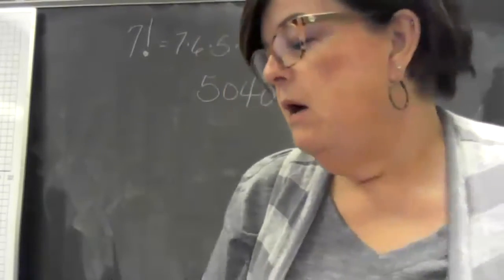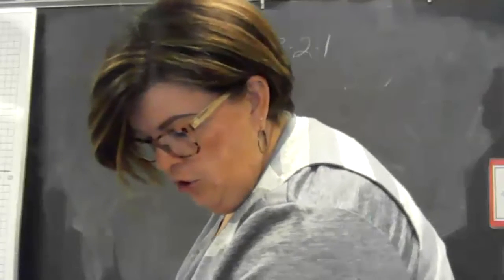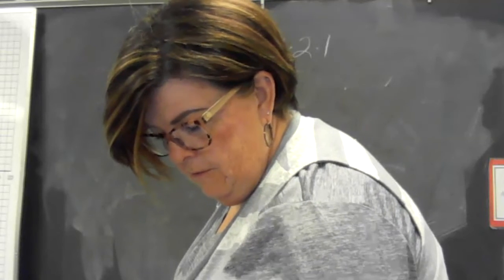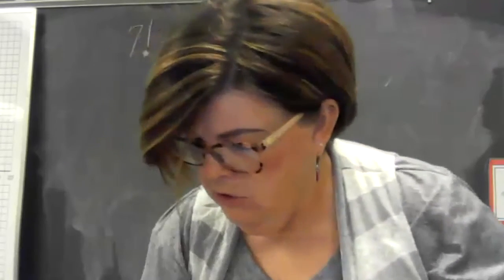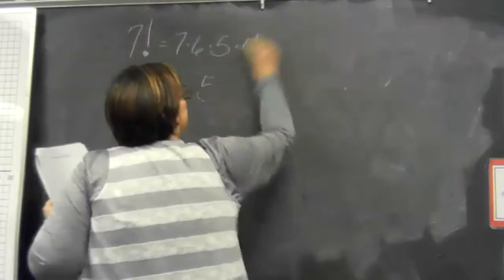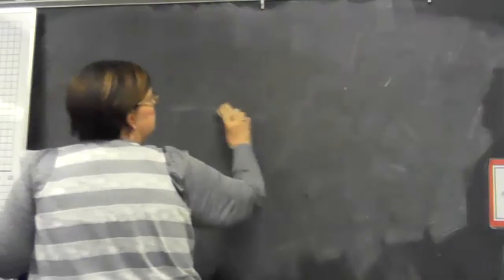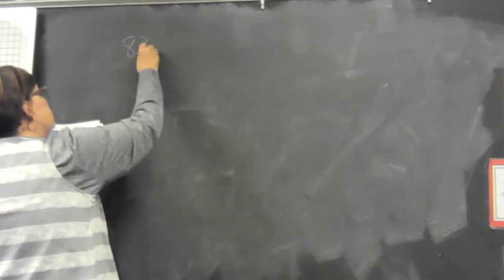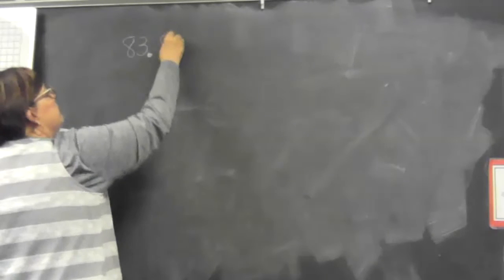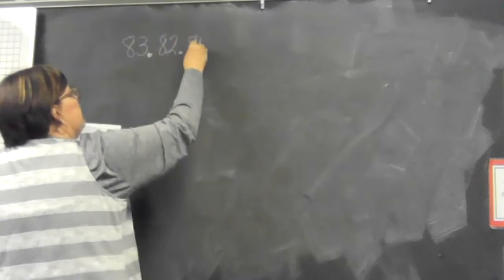Now I want to show you something. On this page at the bottom, it might be a little misleading, so let me clarify. On the bottom half of this factorial page that we're working on, it says 83 and has a period. They're just saying we're multiplying all of these. I don't know why they do it like that.